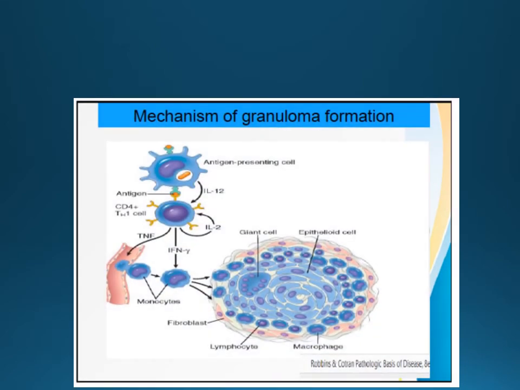So this is how granuloma formation occurs. You can easily see these epithelial cells. So what are the epithelial cells? They are the activated macrophages only, and they resemble the epithelium. Certain giant cells with multiple nuclei are seen, surrounded by lymphocytes and fibroblasts. So this is a granuloma. This is mainly a healing stage.